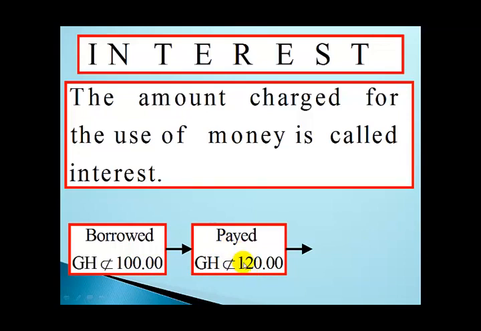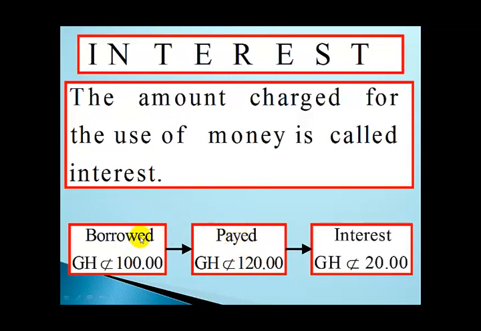The difference between the amount we are paying and the amount borrowed from the bank will be the interest. So the interest is 20 Ghana cedis. That's the difference between the amount we are paying at the end of the time period and the money that was borrowed from the bank. So 120 Ghana cedis minus 100 Ghana cedis is equal to 20 Ghana cedis. That means that the interest charged on the amount borrowed from the bank is 20 Ghana cedis.